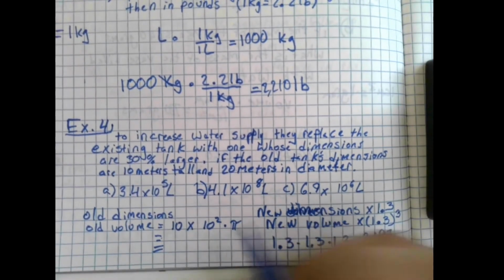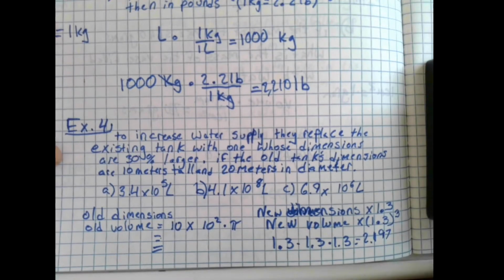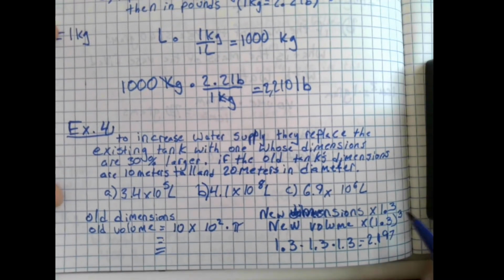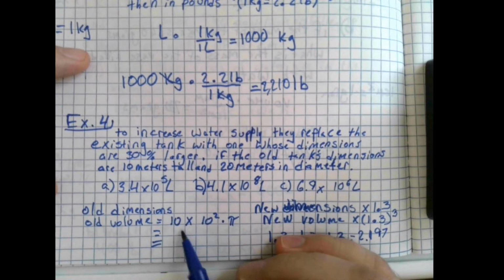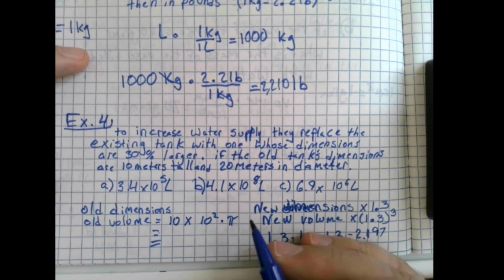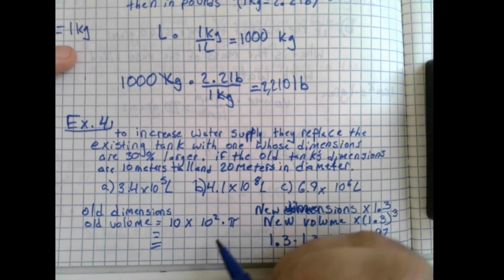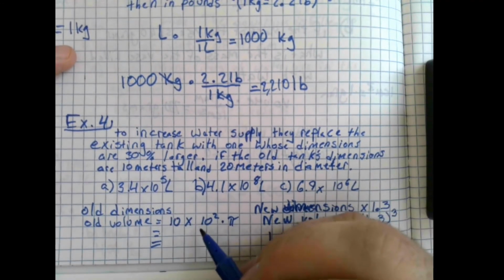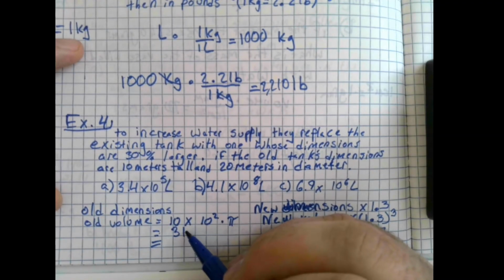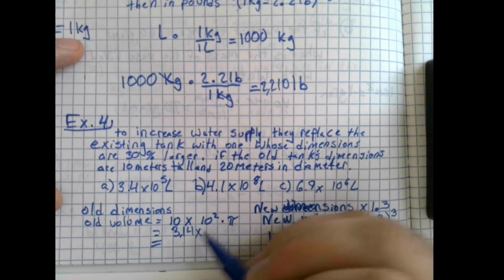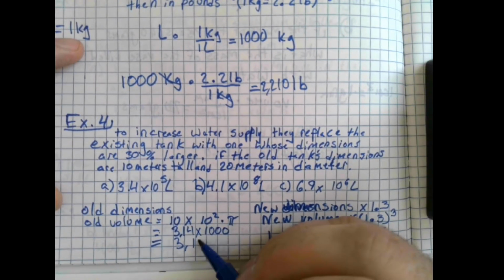Well, our old dimensions will give us our old volume, and our new dimensions will give us our new volume. Now, our old volume would have been 10 times 10 squared times pi. Well, 10 squared is 100 times 10 is 1,000, so this would be 3.14 times 1,000, which would be 3,140.